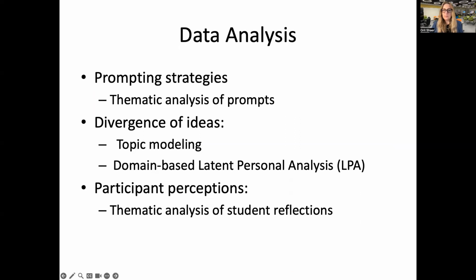In analyzing the data, we used the following methods. We used thematic analysis to identify prompting strategies and to evaluate the participant perceptions of the group AI ideation process. To assess how GPT-3 ideas diverge from human-generated ideas, we used topic modeling and the LPA method. All the details are in the paper, so here I only show a summary.